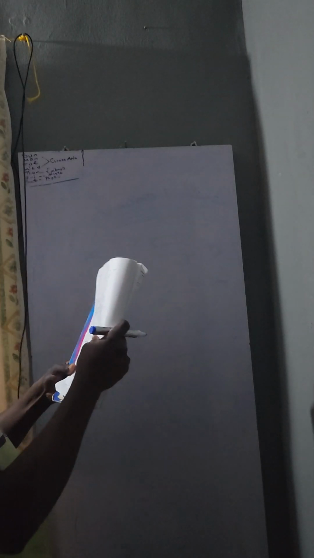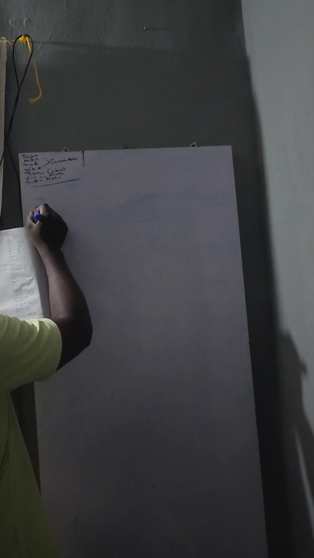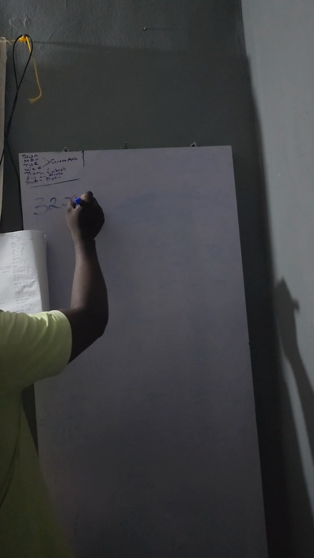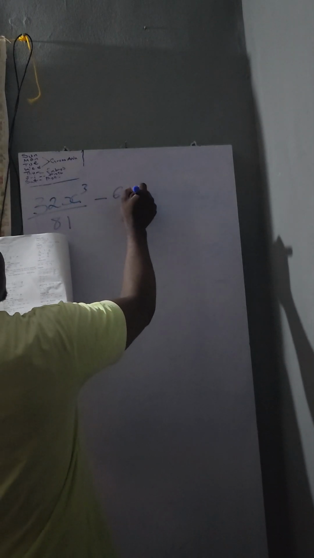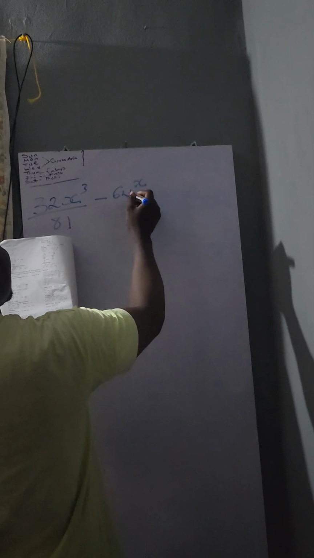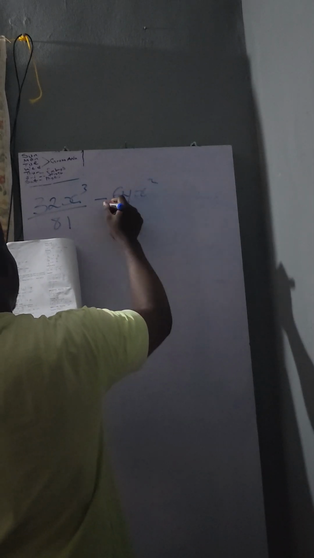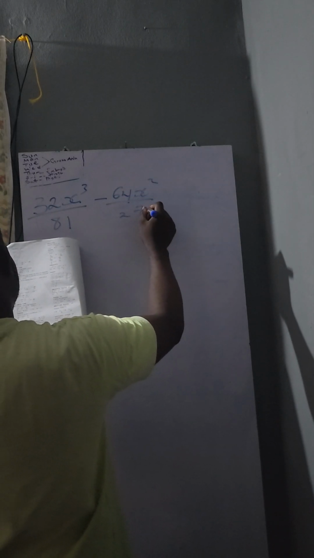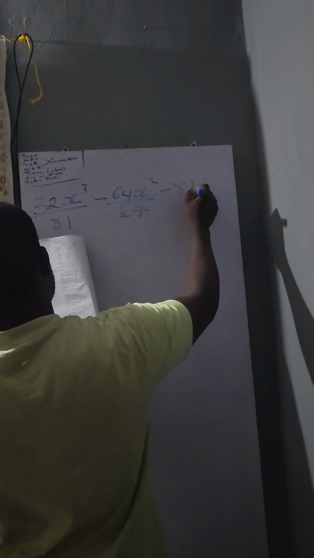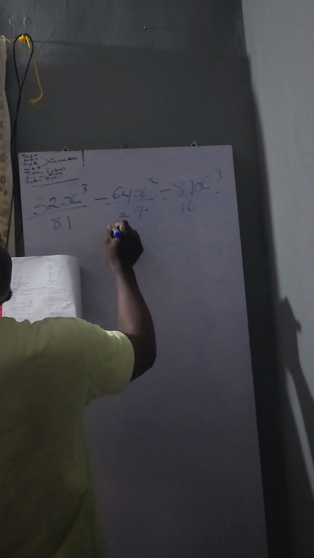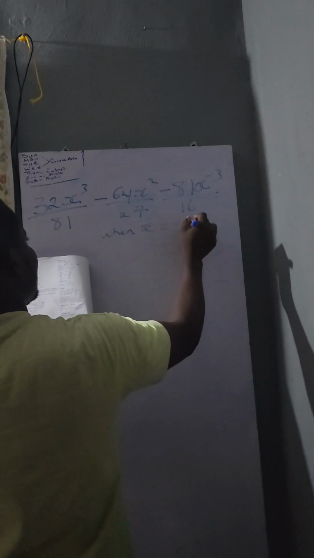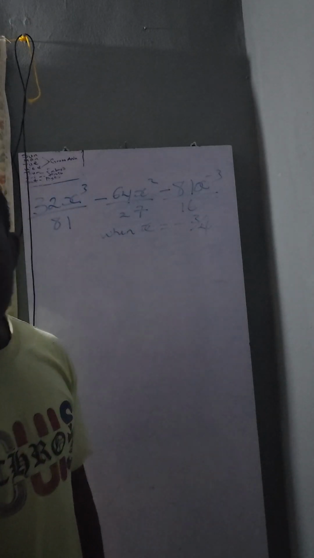Now, I have another question here that says find the value of the expression 32x raised to power 3 over 81 minus 64x raised to power 2 over 27 minus 81x raised to power minus 3 over 16, only when x equals minus 3 over 4. When x is what? Minus 3 over 4.